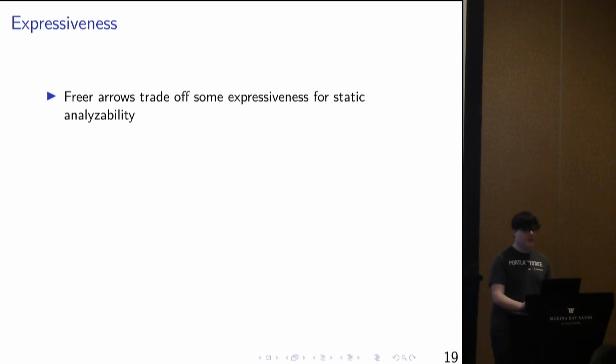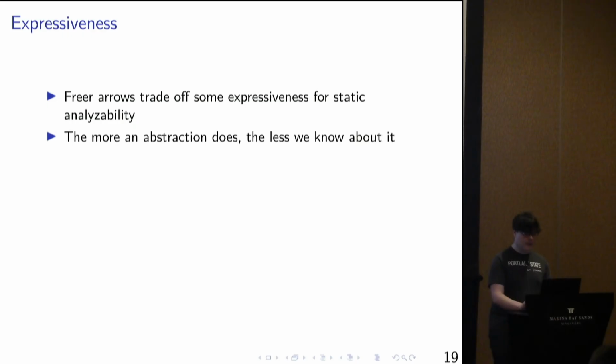But I have to comment on expressiveness. There is a cost to all of this. Freer arrows trade off their expressiveness for static analyzability, because the more an abstraction does, the less we know about it.